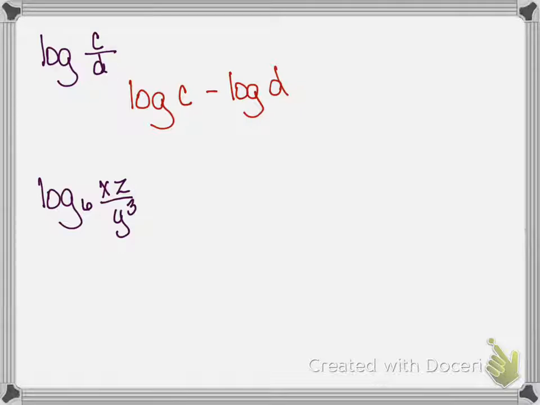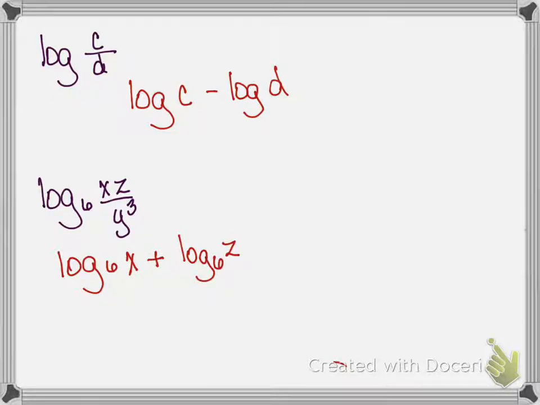Now, this one, we've got a couple of different things going on. So I want us to start in the numerator. I have log base 6 of x. And what is happening in my original log between x and z? Multiplication. So what do I do when it's multiplication? Add them. So I have log base 6 of x plus log base 6 of z.